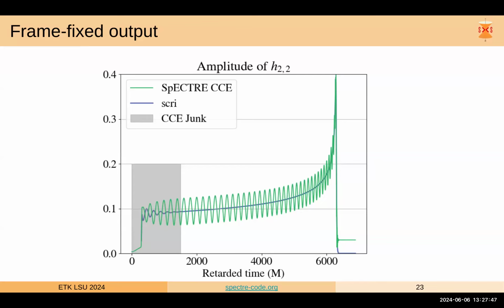This is why the initial data for J is still an active area of research, because we really want to try to reduce this as much as possible so we don't have to throw away so much of our waveform.